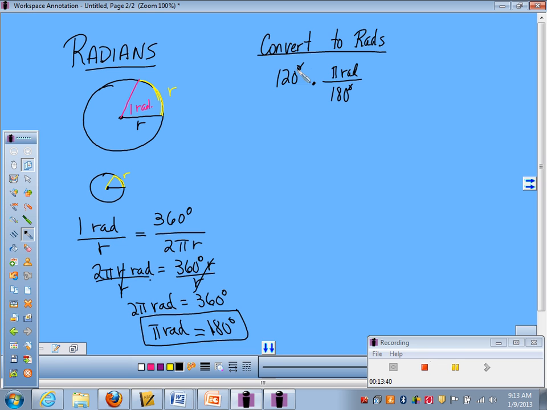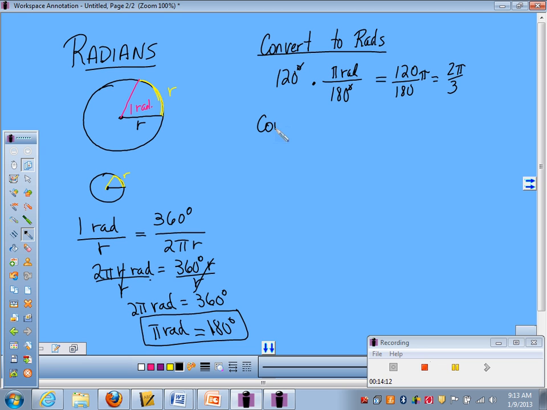When we write answers in radians, we write them as fractions. We don't turn them into decimals. You can turn them into decimals, but they're awful decimals. So all you will do is reduce this. You've got 120 over 180 times pi. How much can I reduce that? It reduces by 60, so we would get 2 pi over 3. So 120 degrees is the same thing as 2 pi over 3 radians. Not that big a deal.